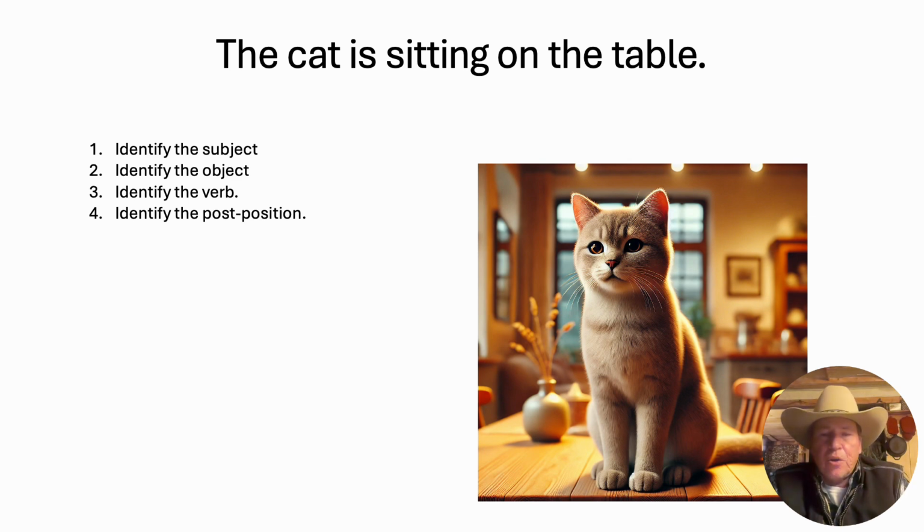And then the first thing you're going to do is identify the subject. You're going to identify the object. You're going to identify the verb. And then you will identify the postposition. So you should be able to write those words down, each one of those, the subject, the object, the verb, and the postposition, before we put the sentence together.